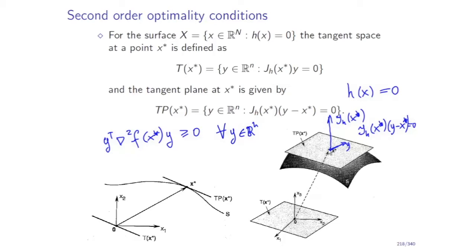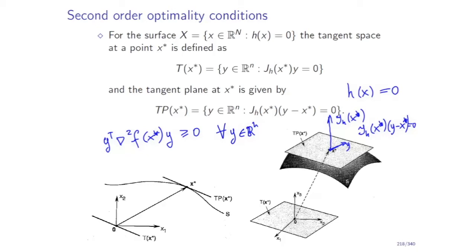So instead of looking at all y's in Rn as we did in the unconstrained case, we will focus on y's that belong to this tangent space. So in other words, we are focusing only on the directions that characterize our feasible region given by the equality constraints. Also, instead of the function f, in the optimality conditions for the constrained problems, we will actually use the Lagrangian, just like we did in the first order conditions.